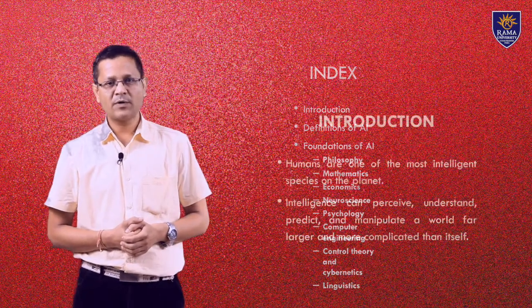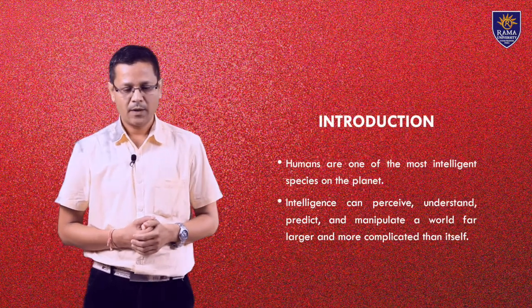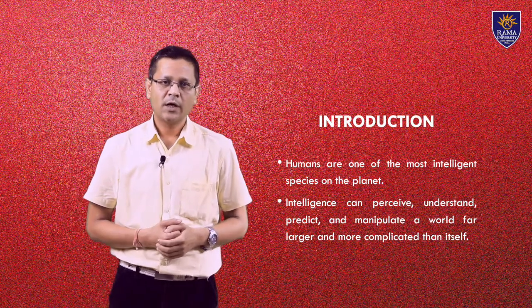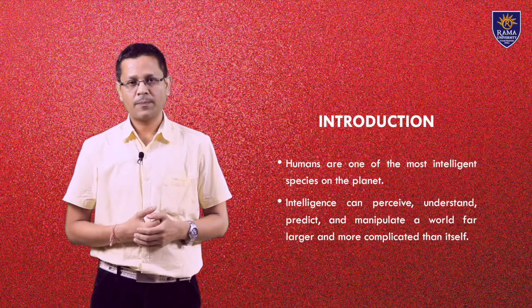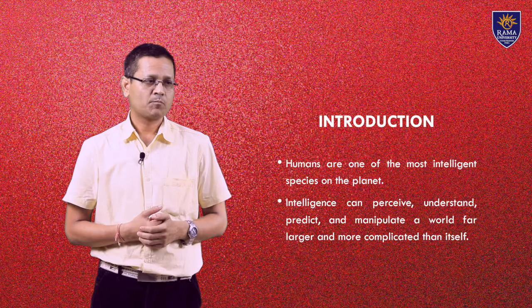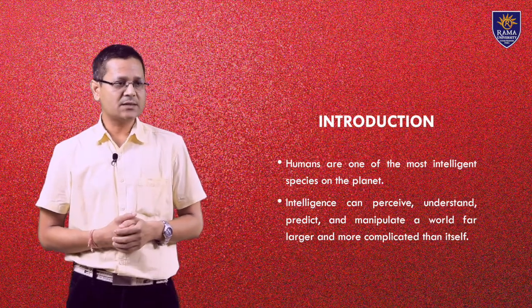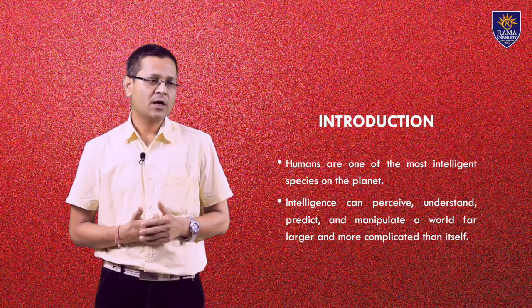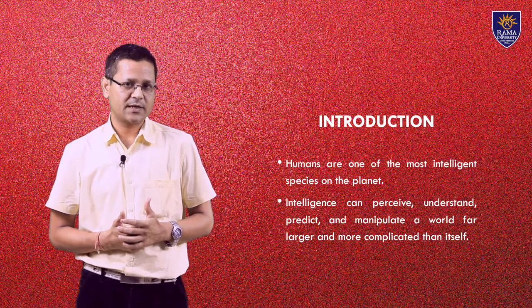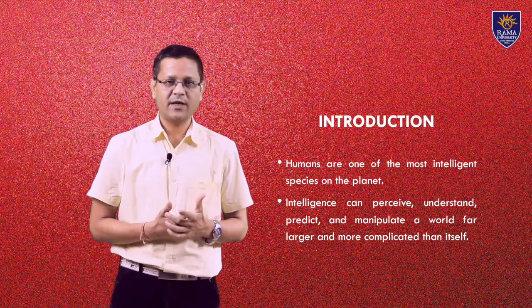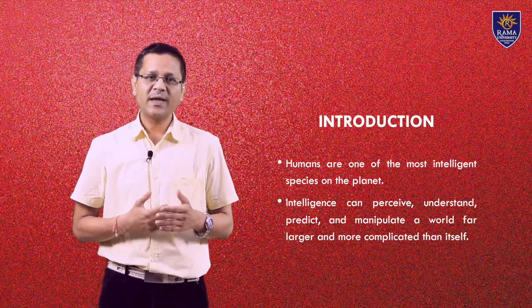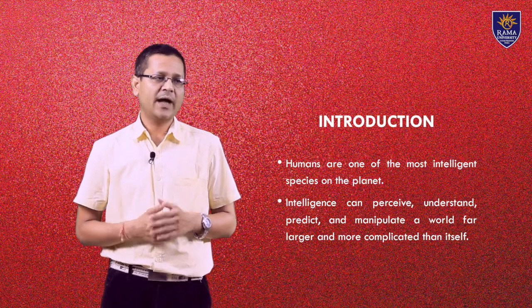Human beings are one of the most intelligent species on this planet. There are animals like dolphins and dogs which are also intelligent, but in comparison to humans, human intelligence is far more in capacity and in power. Now, what is intelligence? Intelligence helps us to perceive, understand, predict and manipulate a world far larger and more complicated than ourselves. Imagine a person who does not have any intelligence. What do you call him? A dumb fellow. He can't do anything himself; he needs to be assisted every time he is doing some activity.